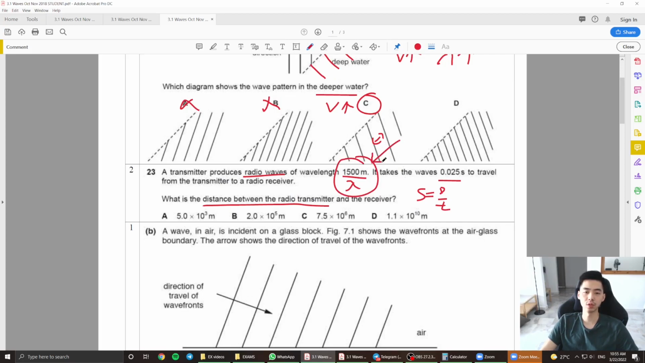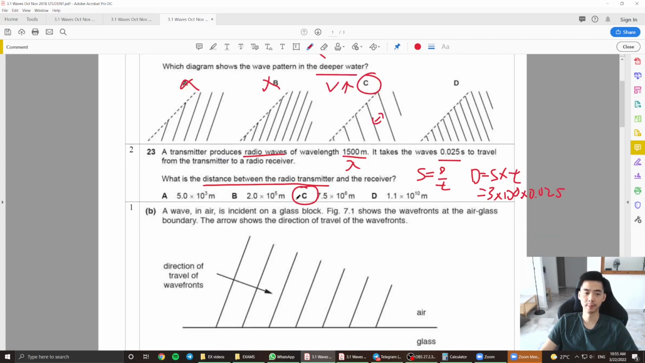You do not need to use this part here, because if you're using the speed equals distance over time formula, the speed of a radio wave is already 3 times 10 to the power of 8 meters per second. So if you're looking for distance, it is essentially speed times time here, which will be 3 times 10 to the power of 8 multiplied by 0.025. Press that into your calculator and you're going to get C as your final answer.